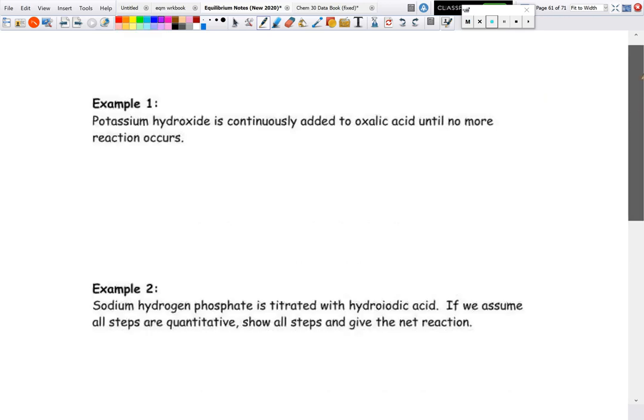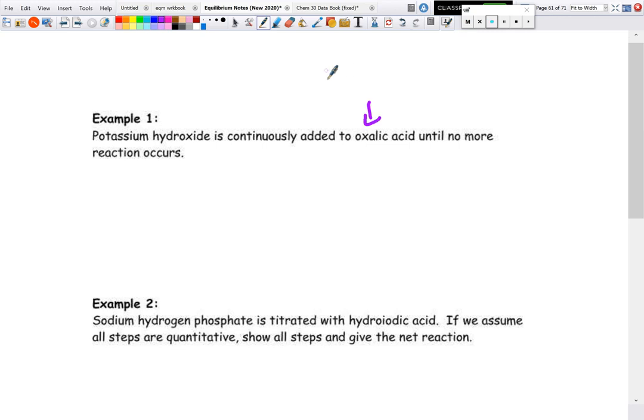All right, so oxalic acid, we know this is HOOCCOOH, and because we have this and this, so we have 2 carboxylic acid functional groups, we know it's diprotic. Now for our reactions, I'm just going to show you using the 5-step method.